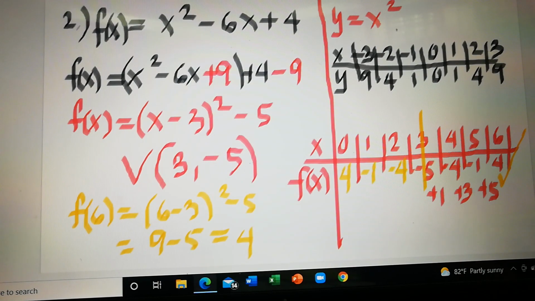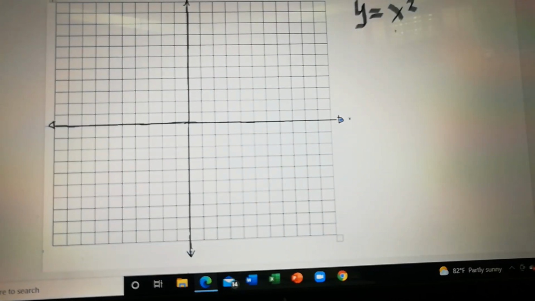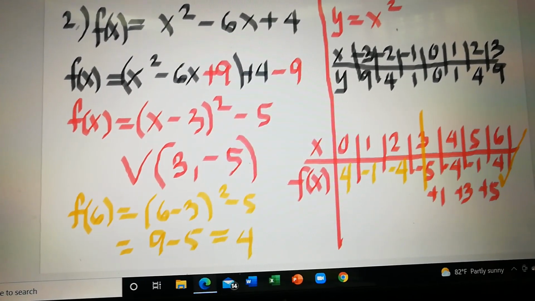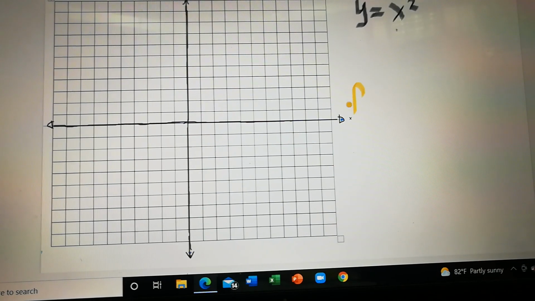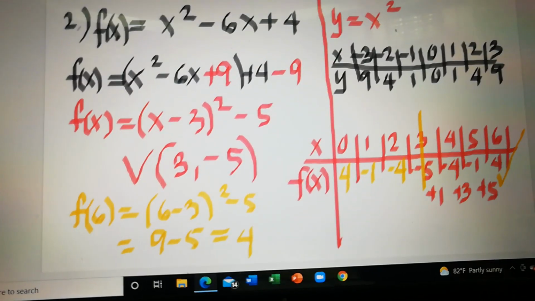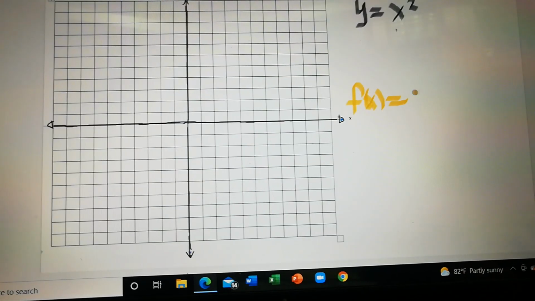The vertex is at 3, negative 5. The equation in vertex form is f of x equal to x minus 3 squared minus 5. So your vertex is at 3 and negative 5. Okay, so no need for you to make a table of values. You can already graph the function if you know the value of a and the vertex. So what is important? You know the value of a and then the vertex.